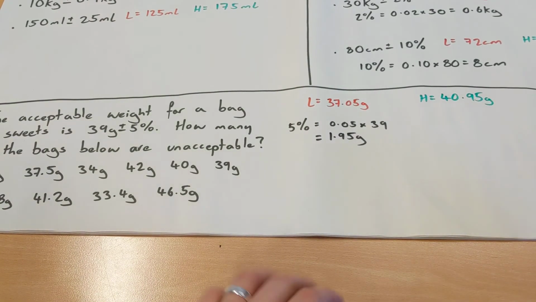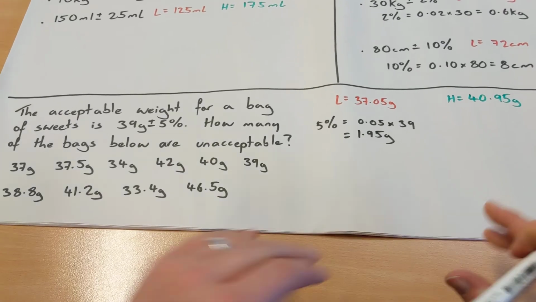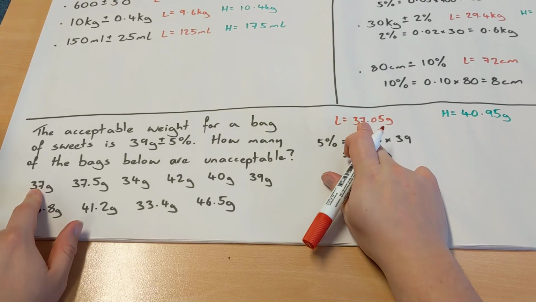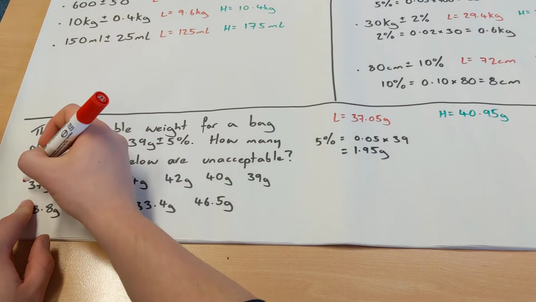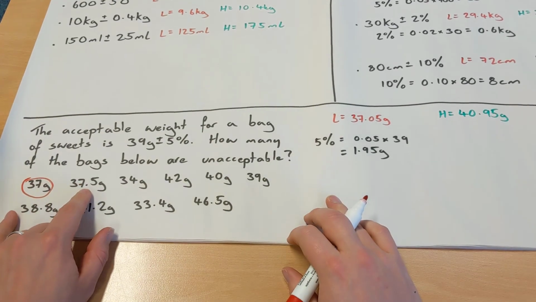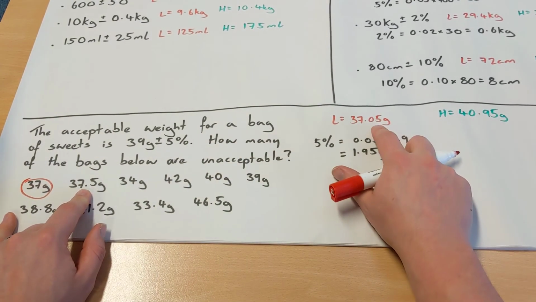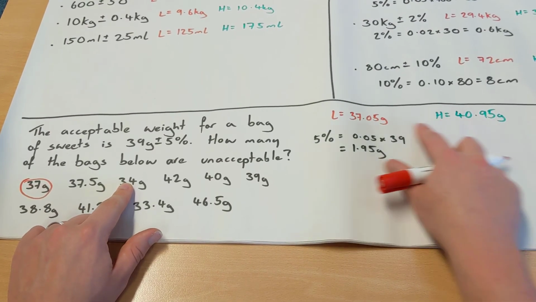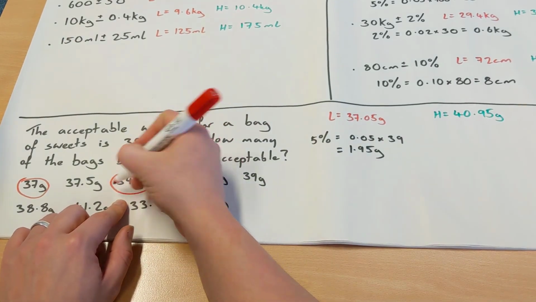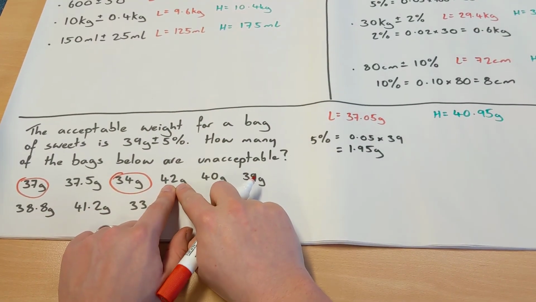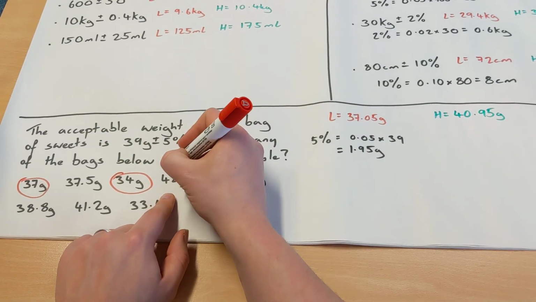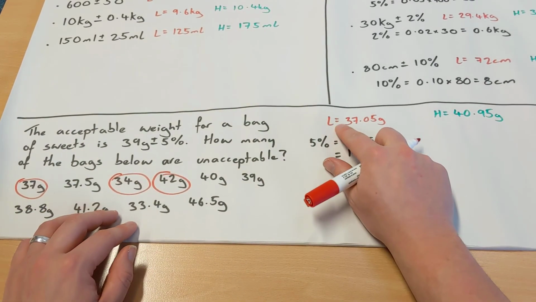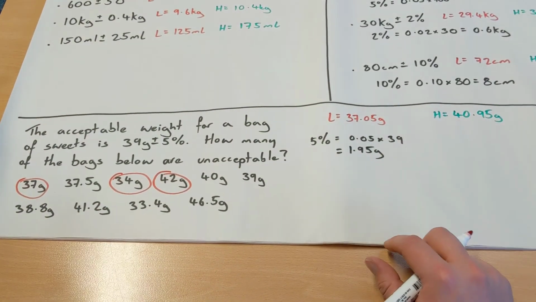So let's go through them, and we'll just circle the ones that are unacceptable. So, 37 grams. Well, that's not between them, is it? That's too low. That's lower than the lowest, so that's unacceptable. 37.5. Well, that's greater than that, and it's lower than that, so that's fine. 34 grams. Well, that's lower than this, so that's unacceptable. 42 grams. Well, that's higher than that, so that's unacceptable. So, for it to be unacceptable, it needs to be lower than the lowest or higher than the highest.